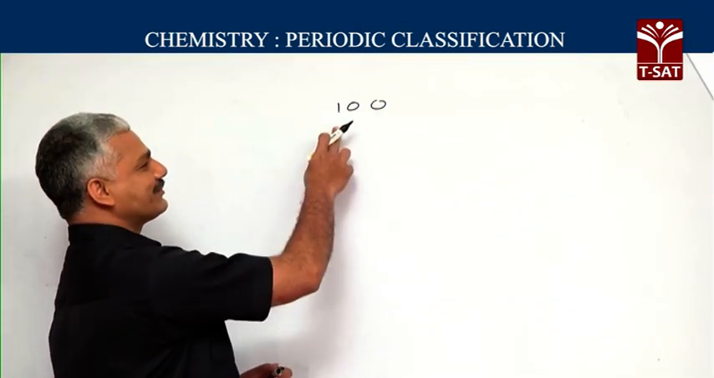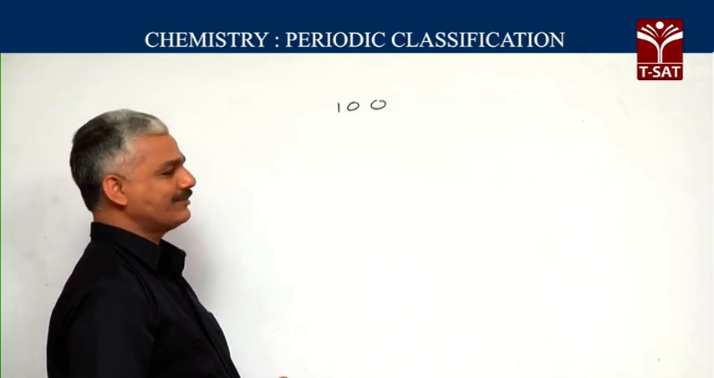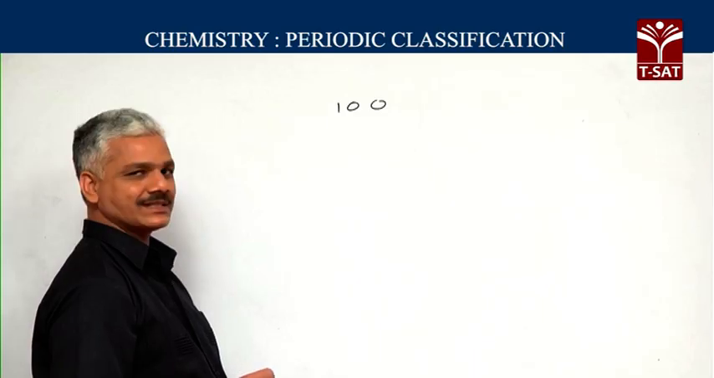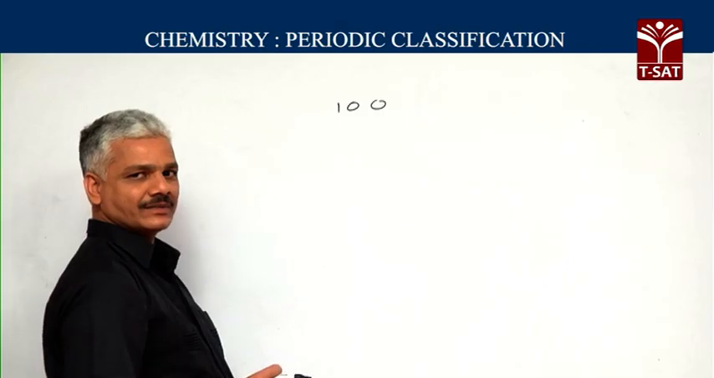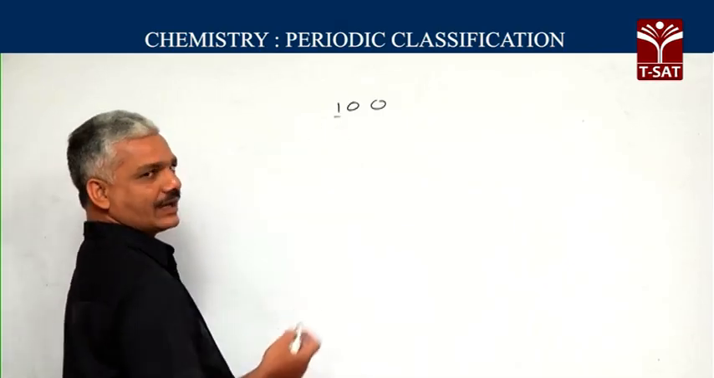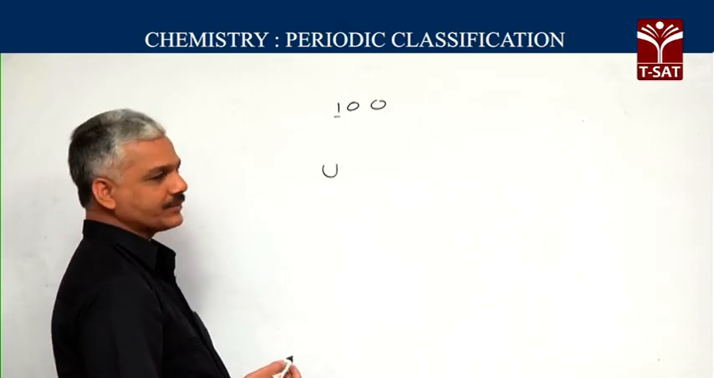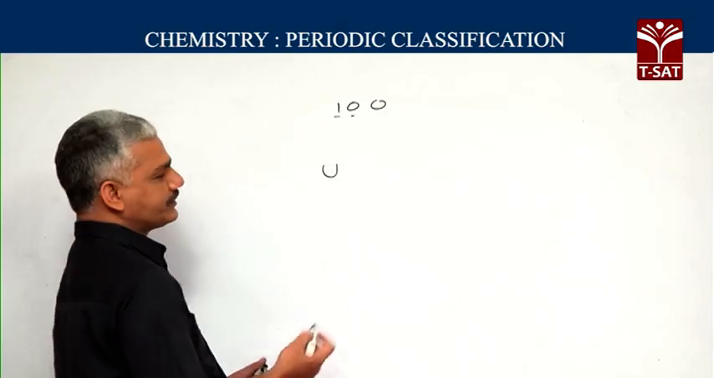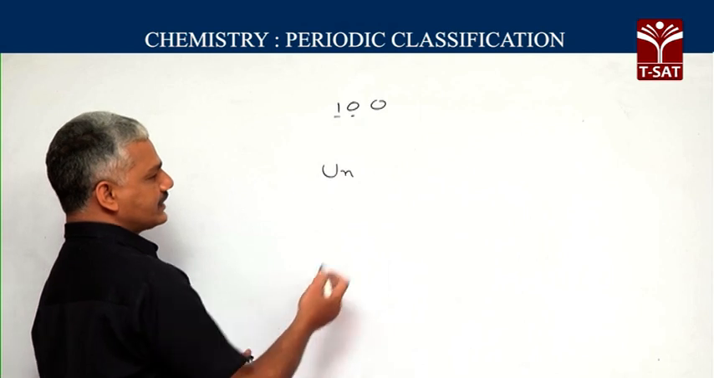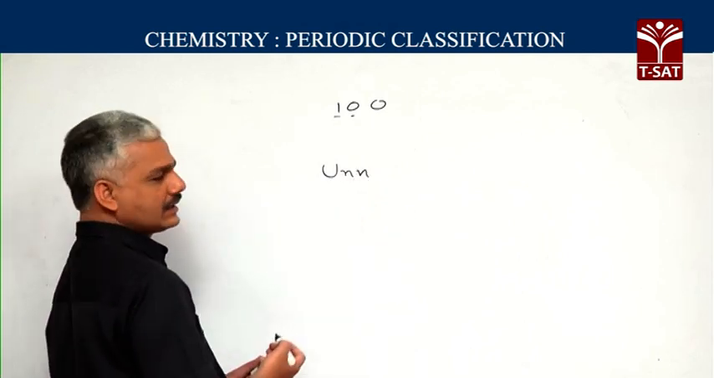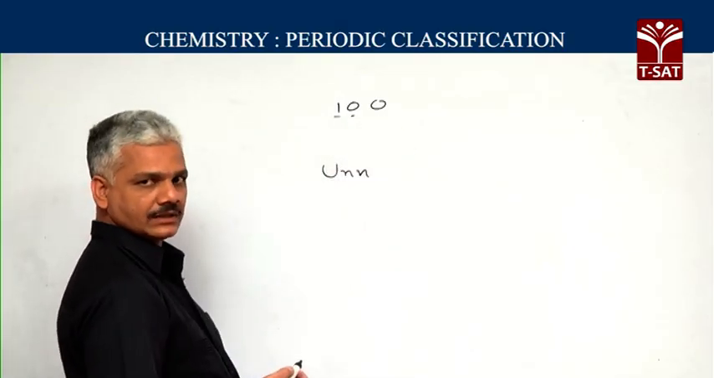Suppose an element's atomic number is 100. How do we write the name of this element and represent its symbol? In this element with atomic number 100, the starting number is 1, so it should be represented with capital U. The next number is 0, so it is represented with small n. The next number is also 0, so another n. So, U, n, n will be the symbol of the element with atomic number 100.